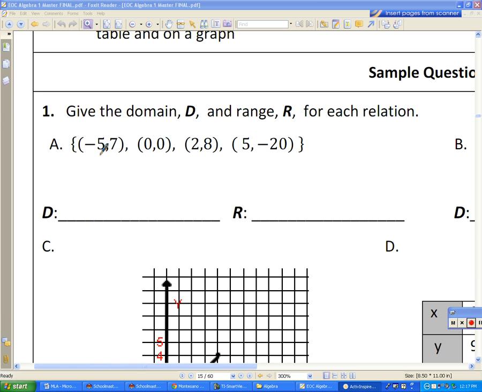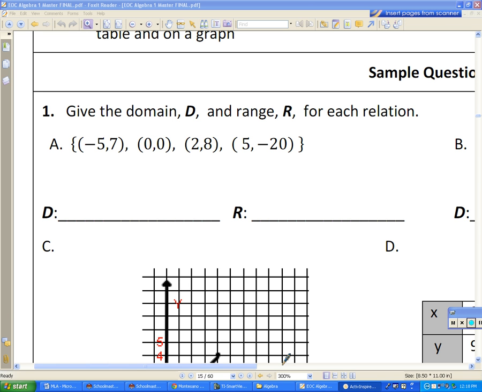The domain is -5, 0, 2, and 5, because the domain is another way of saying the x's. And then the range is the y's, but I want to write those in numerical order. So what's the lowest y value? -20. What's the next lowest one? 0, 7, 8. The domain already was in order. If it wasn't, I would have changed it. Okay?